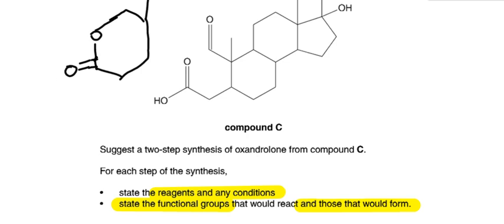So looking at these functional groups, we've got a carboxylic acid here. How do I form an ester? For an ester, I need to have a carboxylic acid. I also need to have an alcohol. And then I can just do my esterification. But I've not got an alcohol here, I've got an aldehyde. So I've got to get my aldehyde to become an alcohol. Which reaction can I use to do that? And I need those conditions.